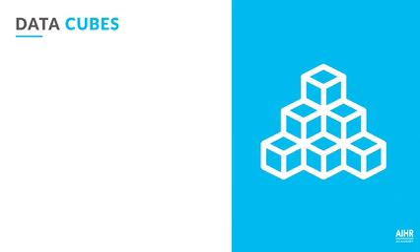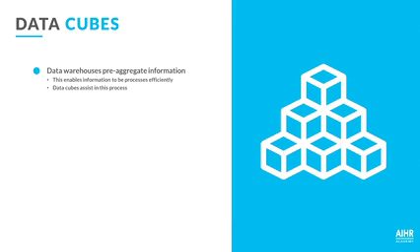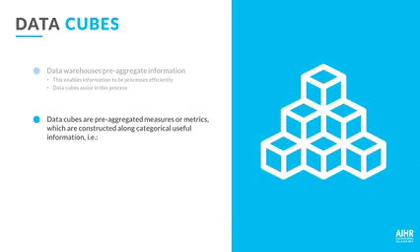Data cubes are a feature in data warehouses. Data warehouses generally pre-aggregate information. This means that the information can be processed efficiently. Data cubes help in doing this. Data cubes are pre-aggregated measures or metrics which are constructed along categorically useful information. So you can have a cube that contains data on employee turnover with all the relevant data on that metric. Or it could include employee absenteeism with employee data, lost productivity, and so on.